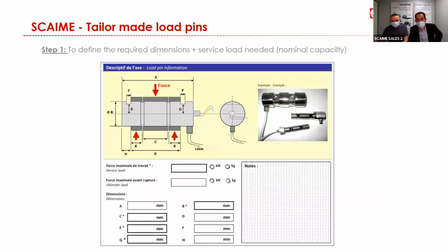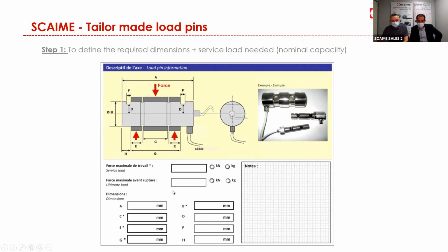So to do so, if you have any interest in tailor-made load pins, we've designed a form to be filled in, in which you can indicate the specifications which are required in your process, in your applications. We can divide this sheet in two parts or two steps. Step one, as you can see on this screen, is to define, of course, the required dimensions for the pin, but also the measuring range which is needed.